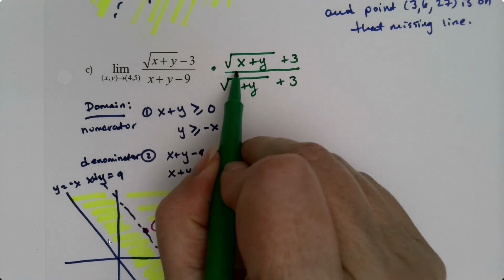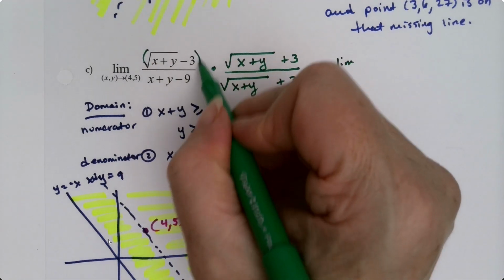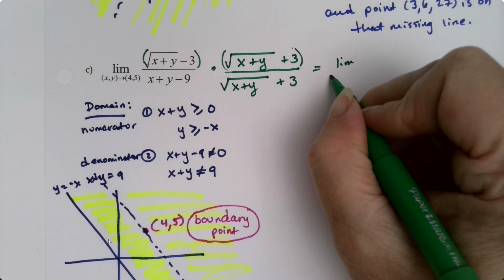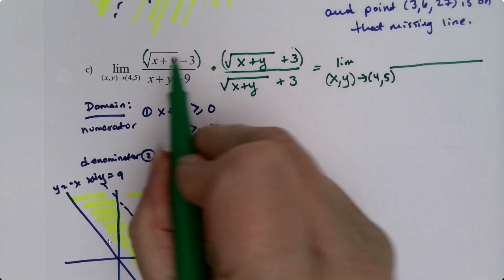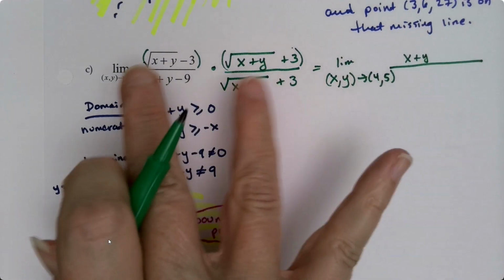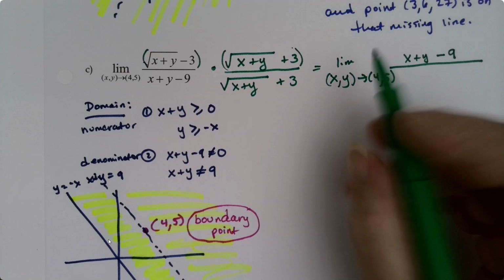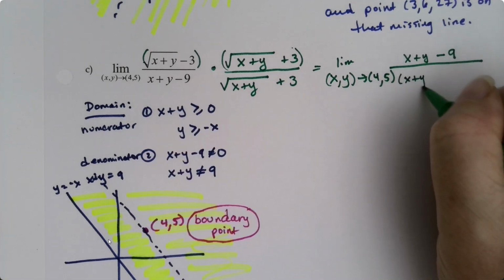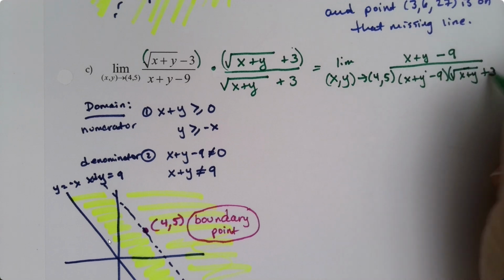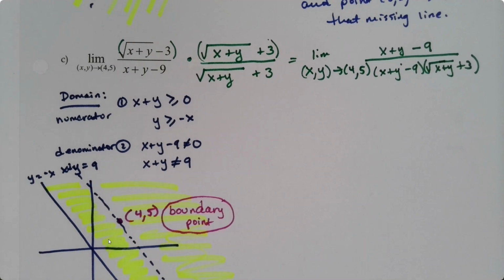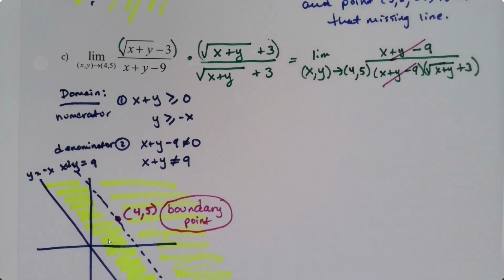All right, so then we multiply. And of course, when we're multiplying here, this is a binomial times a binomial, so I'm actually going to FOIL out the numerator. So this is the limit as (x, y) goes to (4, 5) of x plus y, because first would be the square root of x plus y times the square root of x plus y, which is just x plus y, take away 9. And the denominator, I'm just going to write it like it is: x plus y, take away 9, times the square root of x plus y plus 3. I don't need to FOIL that out, because the whole reason for multiplying by the conjugate is it makes this part disappear.